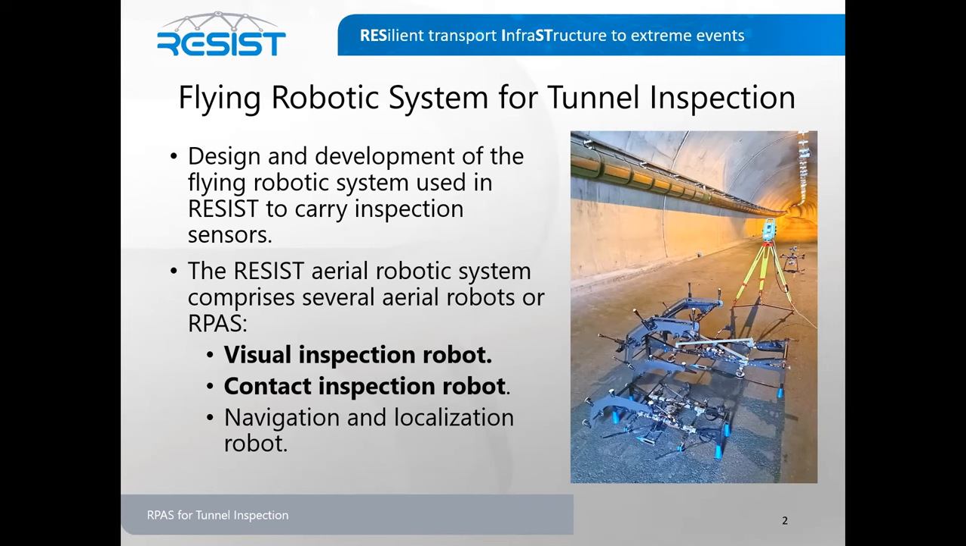And then if after this visual inspection it is detecting some defects or cracks or something that the inspector needs more precise measurements of, the contact inspection robot will go there, just contact the surface of the tunnel in this case, and will take the measurements using these ultrasonic sensors and also laser-based or radiometric sensors that we need. And we have also developed a reduced size robot that you can see here in the photo for testing the navigation and localization, but this is only for testing.